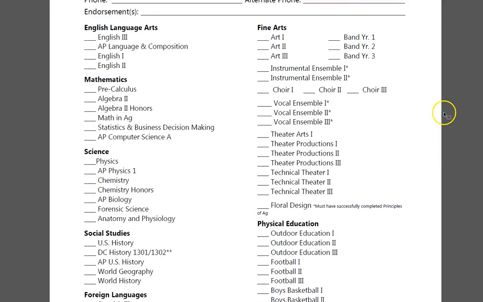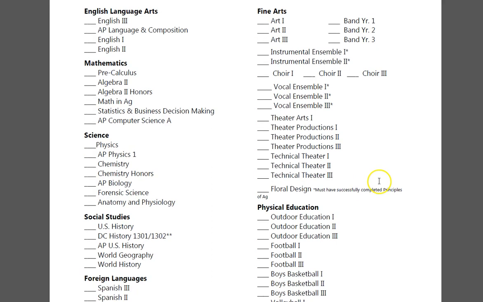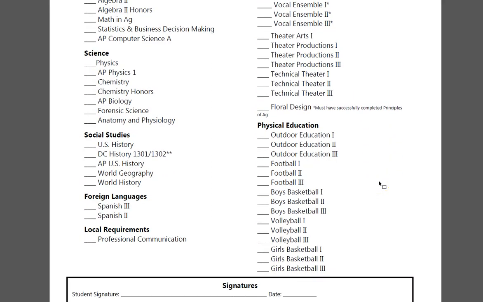If you haven't had a fine art, here are our options for that. One thing with floral design, you must have successfully completed Principles of Ag prior to taking that. So just be aware of that as well. And here are our PE classes.